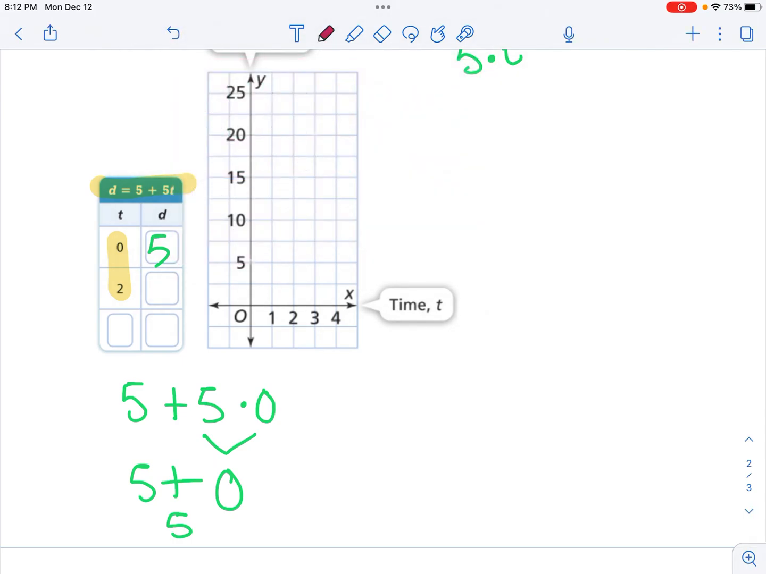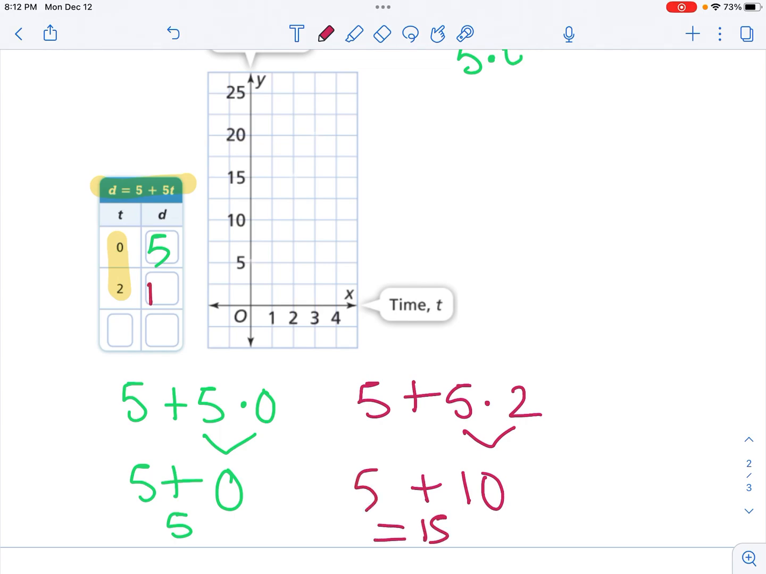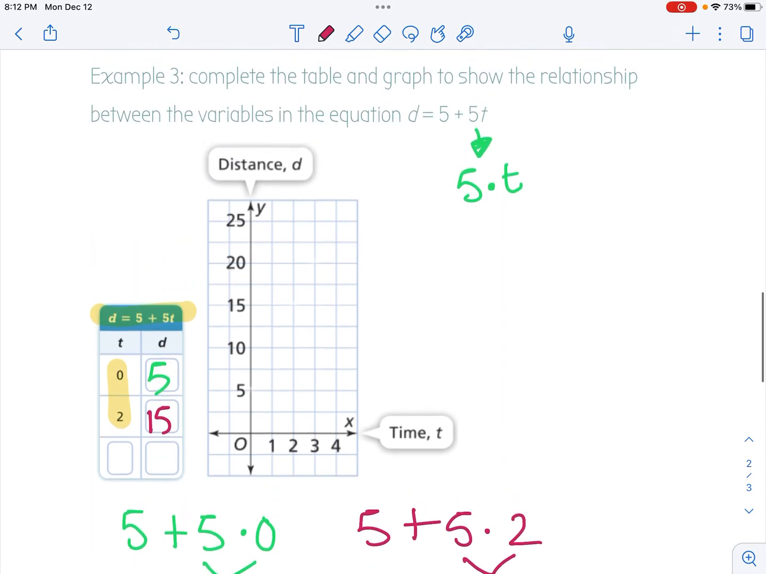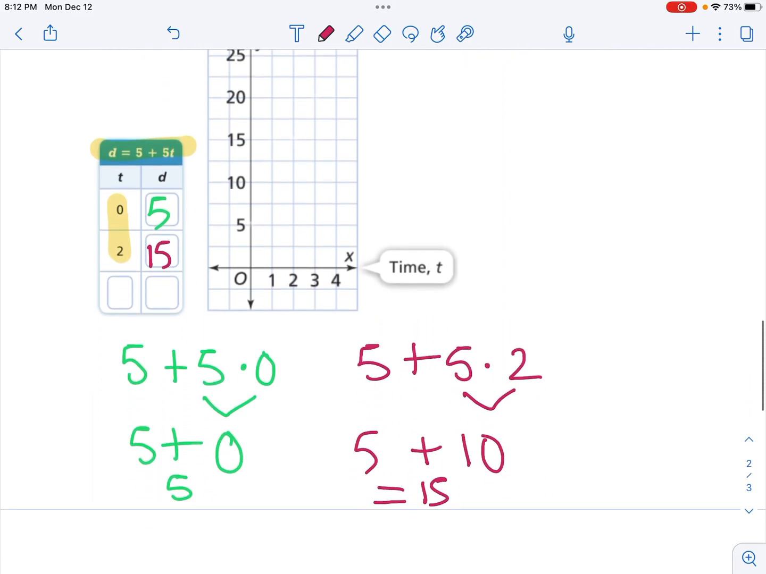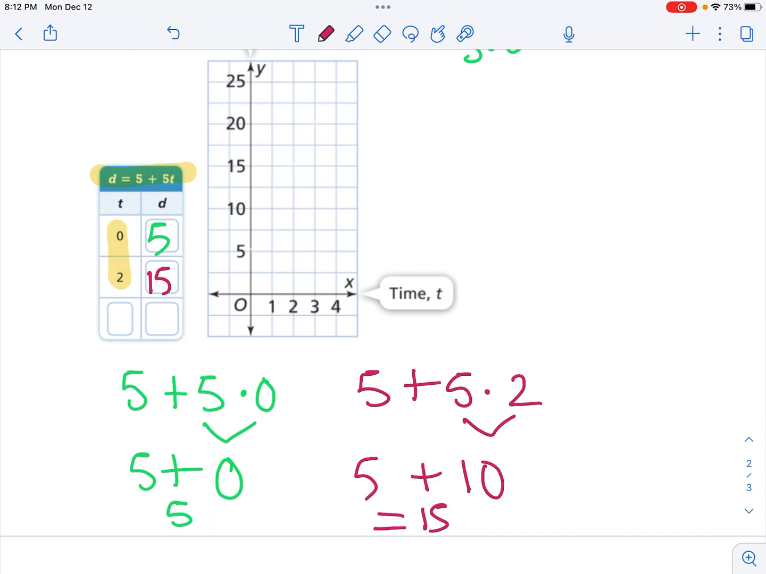For 2, instead of 5 times t, I'm going to do 5 times 2. 5 times 2 is 10, plus 5 is going to be 15. And now let's pick a number. Let's say, what if our t is 4? So instead of 5 times t, I'm going to do 5 times 4. 5 times 4 is 20, plus 5, I'm going to get 25.